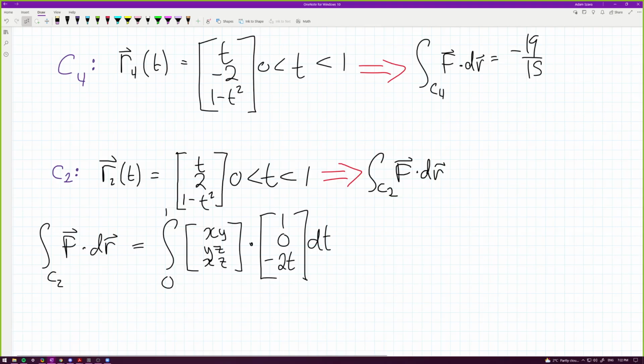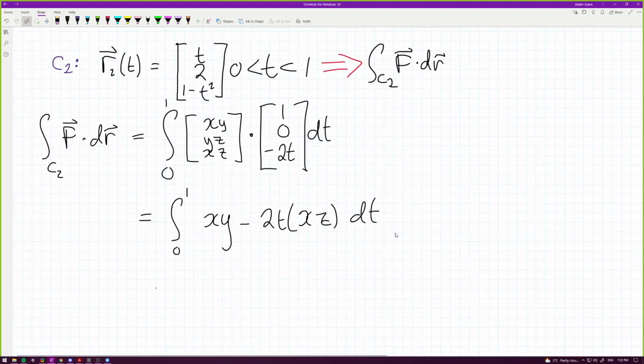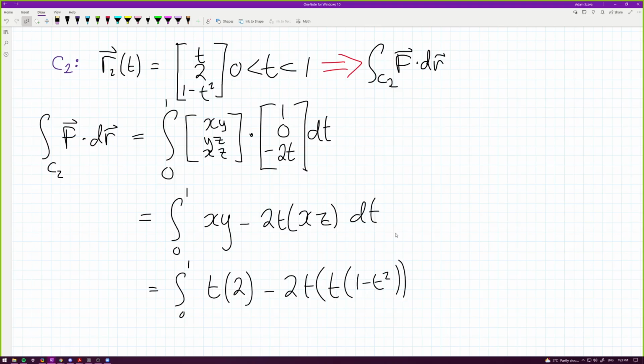That is that. And then we should get from here the integral from 0 to 1 of xy minus 2t xz. But I'm going to want to substitute things in now, right? It's not good to have variables mixed up like this. So x is equal to t, y is equal to -2t, x is equal to t, z is equal to 1 minus t squared, dt. Again, that's just from the parameterization. That's why each of these would be different. If I didn't plug in the parameterization, it would just be the same number 4 times. The parameterization is different, and the bounds are different, so that's why we get a different number.